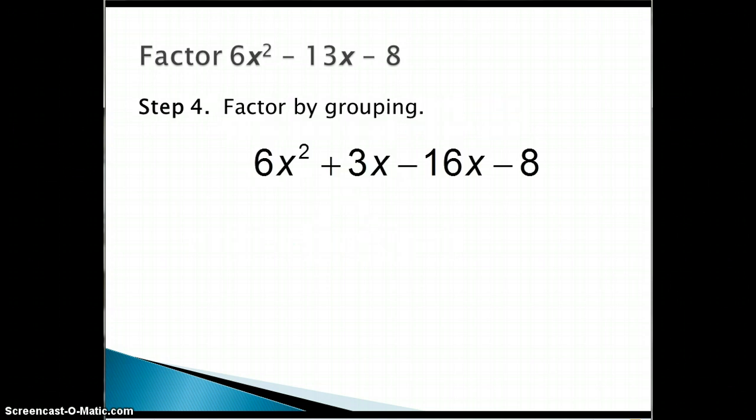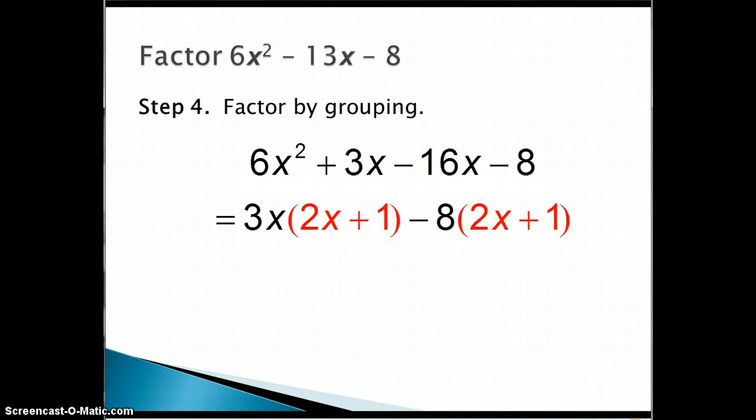Remember, the steps of factoring by grouping are that you group the first 2 terms together and the last 2 terms together, and you factor a GCF out of each group separately. For the first group, you probably have determined that the GCF is 3x, so we'll pull a 3x out of the first group. The second group begins with a negative sign, so we're going to pull out a -8 as the GCF in the second group. The remaining factor in both cases will be 2x plus 1.